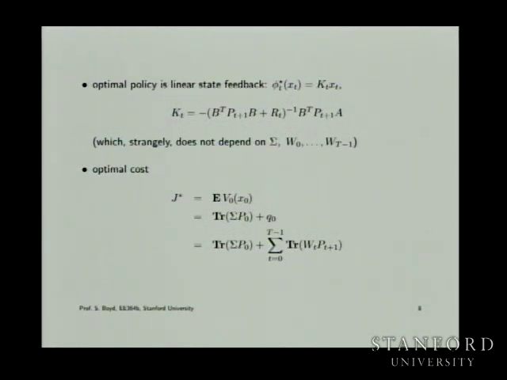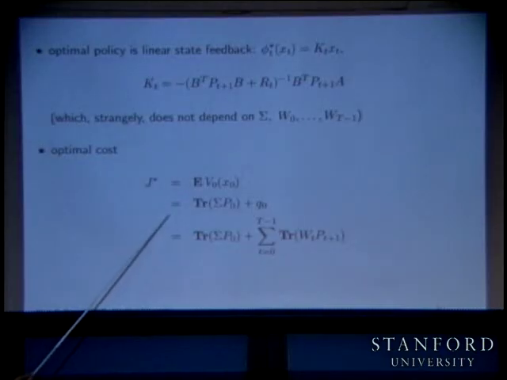statistics of what you're up against, I mean the disturbance and also the initial state, which seems kind of weird. So it says basically you take the same recourse no matter what; the policy is the same. It doesn't depend on what kind of disturbance you're up against or the covariance of it, which is really a bit odd at first. And the optimal cost is the expected value of V_0 of x_0, but that's trace Sigma_0 P_0 plus q_0.